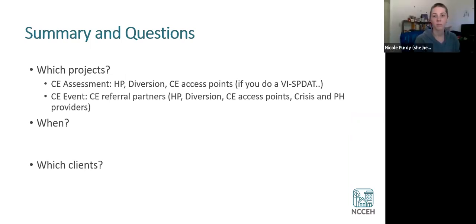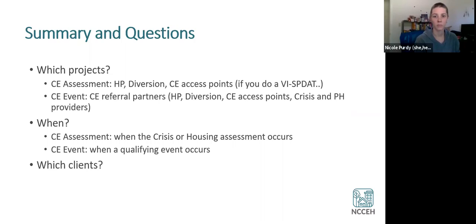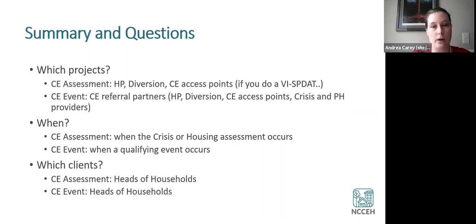When do you collect this information? This is as it occurs. So when a crisis or housing assessment occurs, and when one of those qualifying events occurs. Those qualifying events were problem solving, referral to aftercare, referral to even outside continuum services, but also really focusing on those crisis services like shelter and transitional housing, street outreach, or permanent housing resources. And which clients does this apply to? Heads of household. This is one per household.